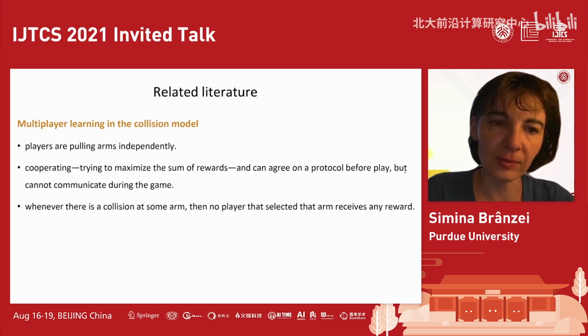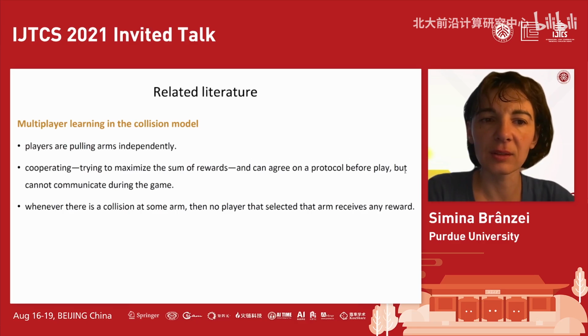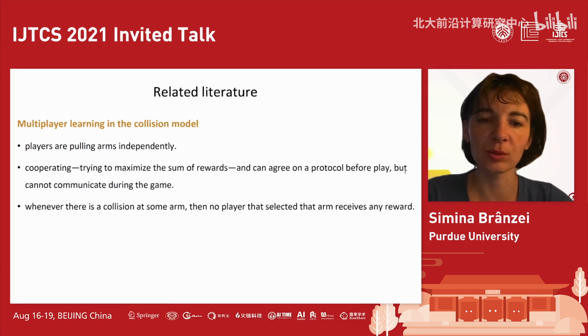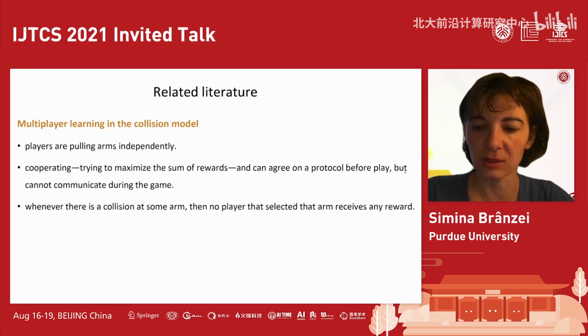I should mention some literature on multiplayer learning in bandits. So there has been a lot of work in the so-called collision model, where the players are cooperating. Basically, they're pulling arms independently. So they try to maximize the sum of rewards, and they can agree on a protocol before play, which is part of their cooperation, but then they're unable to communicate during the game. And whenever there is a collision at some arm, then no player that selected that arm receives any reward. And this models some network settings, basically, where if two players pull the same arm, it's like they try to use the same channel, and then both of their messages get garbled.